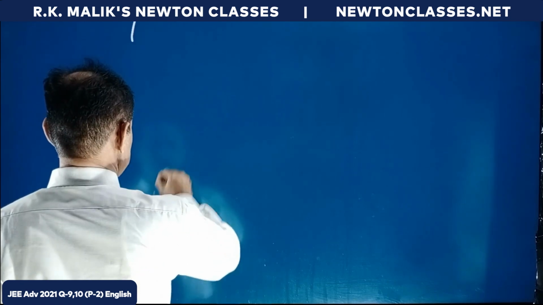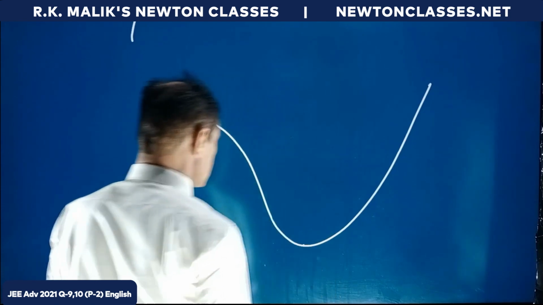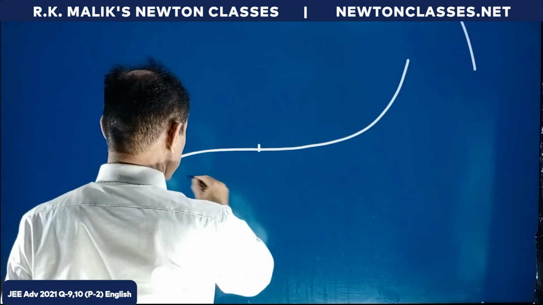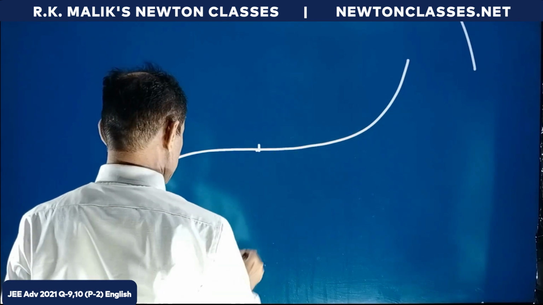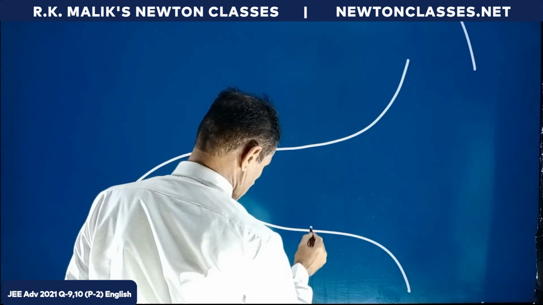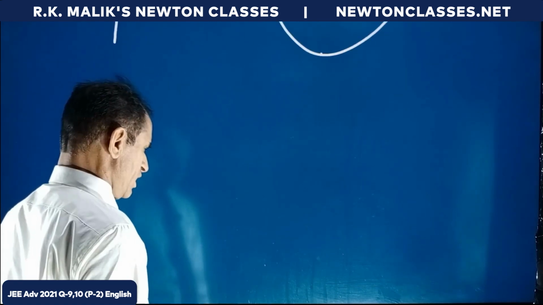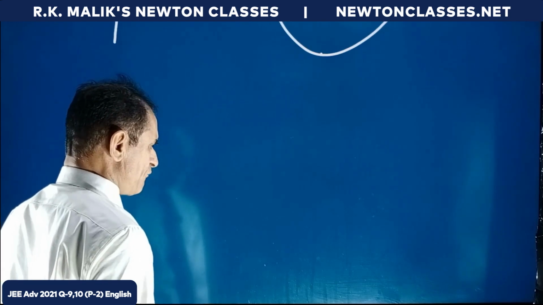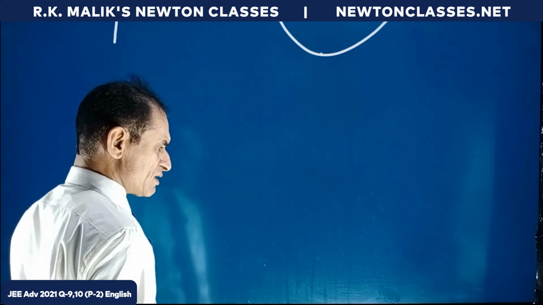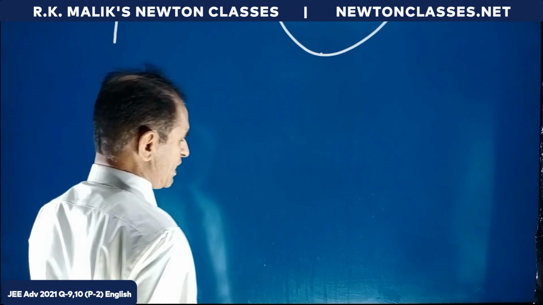That is, if maxima is there, after this minima will surely come. Note that this is the point of inflection, or the point of inflection can be of this type also. Here also it is a point of inflection. But this is to be noted that for every continuous function, after the point of local maxima, it is sure that local minima will come.